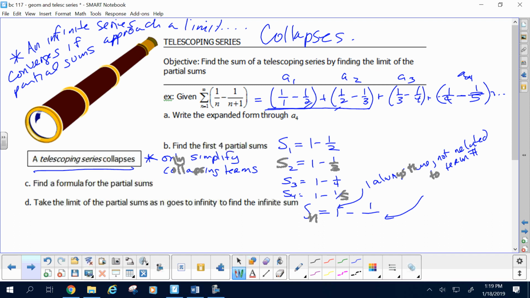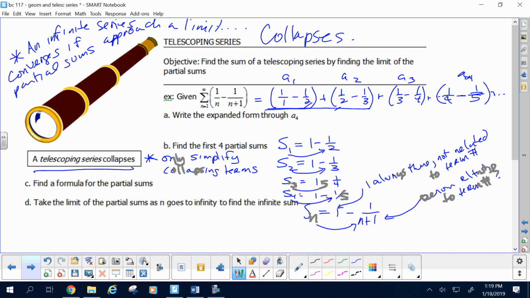The denominator, what is the denominator relationship to the term number? Well, look back here. First term, there was a 2. Second term, there was a 3. Third term, there was a 4. Fourth term, there was a 5. So the nth term is n plus 1. That denominator is always 1 more than the term number.